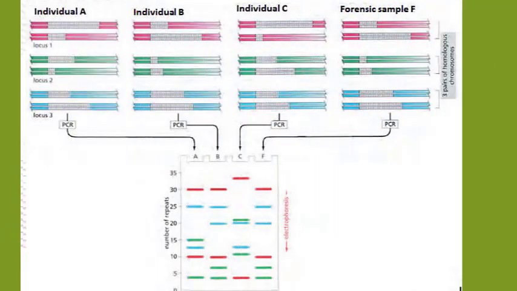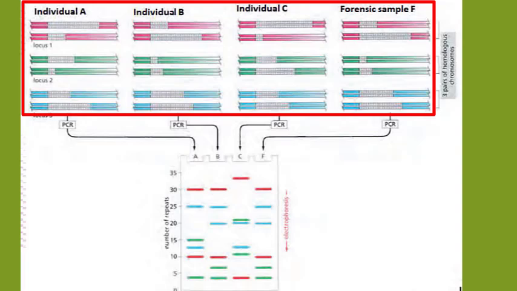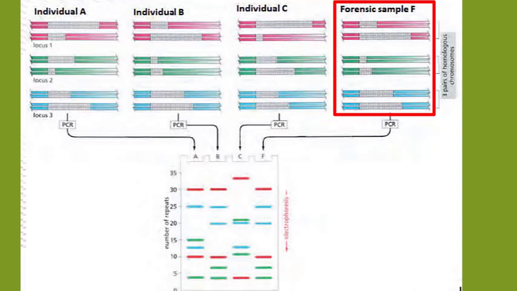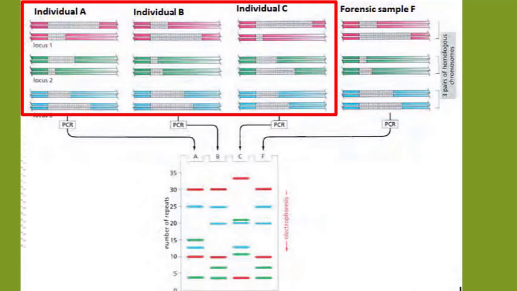Then forensic biologists analyze the sample in the laboratory by using gel electrophoresis. That means they take samples from forensic sample F, individual A, individual B, and individual C. Forensic sample F is from the victim who might be killed or murdered. This acts as the reference. Who may have killed this person: individual A, individual B, or individual C?